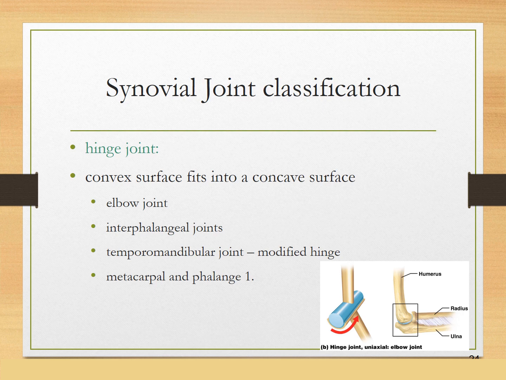Hinge joints. In a hinge joint, just like the hinge on a door, you have a convex surface that fits into a concave surface. Examples of hinge joints are your elbow and the interphalangeal joints, the joints in your fingers. The temporomandibular joint is a modified hinge joint because your jaw opens and shuts, but you can also protrude it outward, right? And you can retract it back. Another is between your hand and your thumb, so metacarpal and phalangeal one. The knee is also a modified joint because it has some movement in other directions.